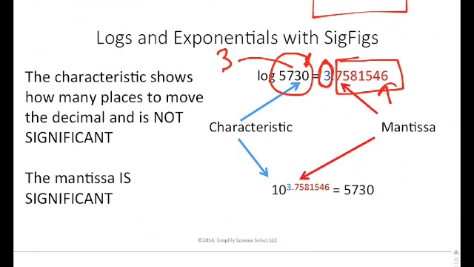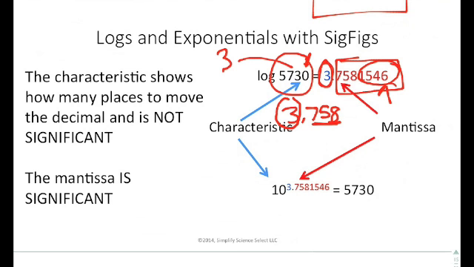So really the answer to this top one should be 3.758, because the 1546 does not round up. And if you look, hey, that's 4 significant figures. No, remember this is how many places I had to move the decimal, and this right here represents the 3 significant figures that are in this answer.